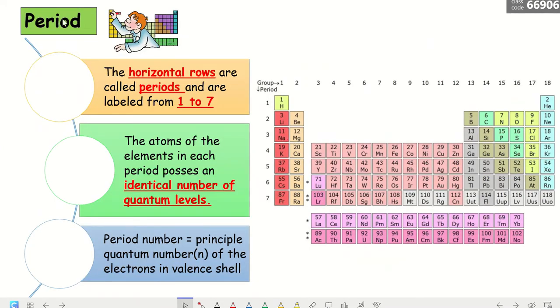So now we need to know what a period is. I guess everyone knows period is the horizontal row. The horizontal rows are called periods and are labeled from 1 to 7, from left to right. Period 1, period 2, period 3, 4, 5, 6, 7. The atoms of the elements in each period have the same principal quantum number. It is the principal quantum number n that you learned earlier in 2.2.